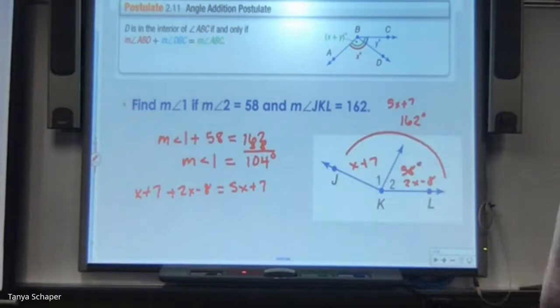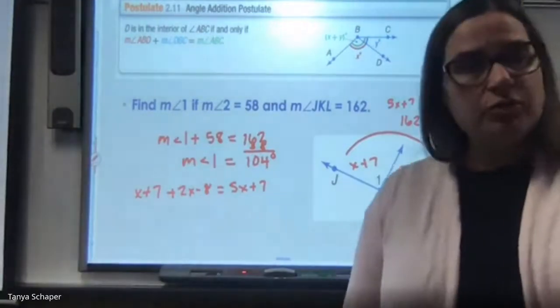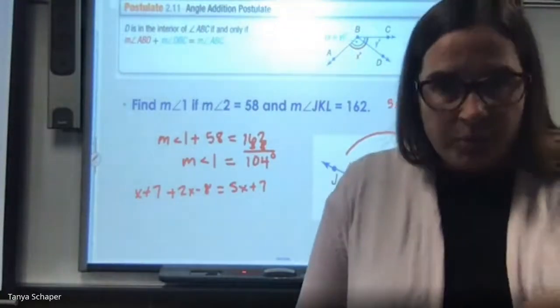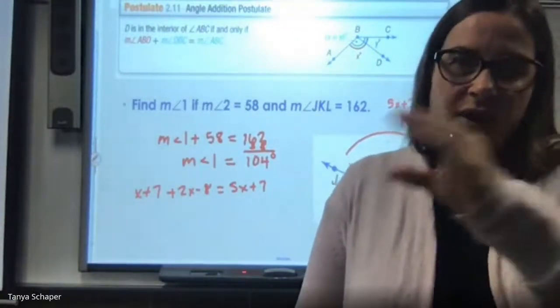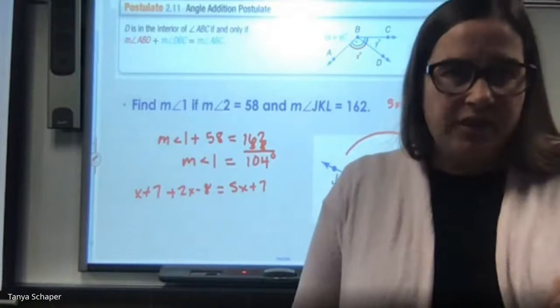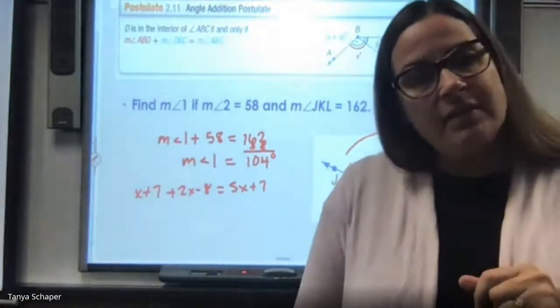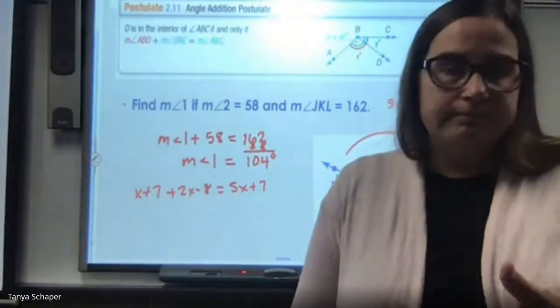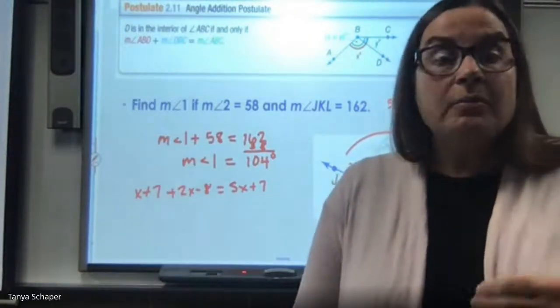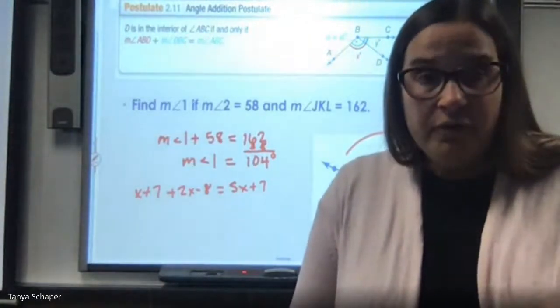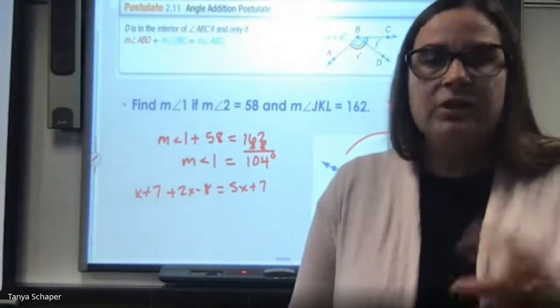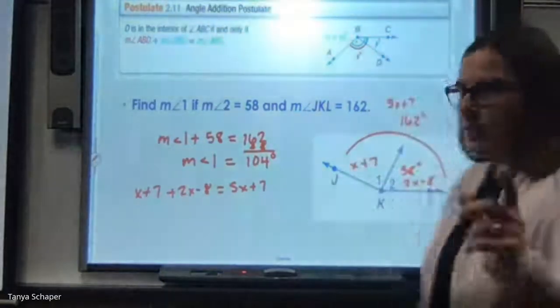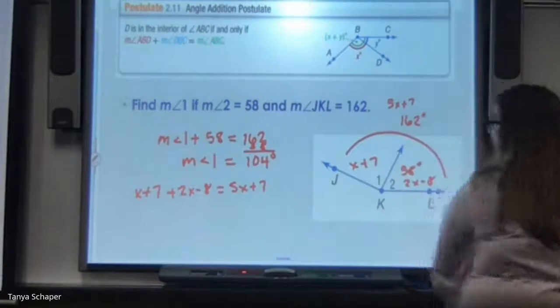By the way, postulates we assume to be true, theorems are proven true. That's the difference when you hear postulate versus a theorem, and we're going to be mentioning both today in the lesson. Postulate means we assume it to be true. Theorem means I could put together a proof to make that happen. And so that's the difference between a postulate and a theorem.